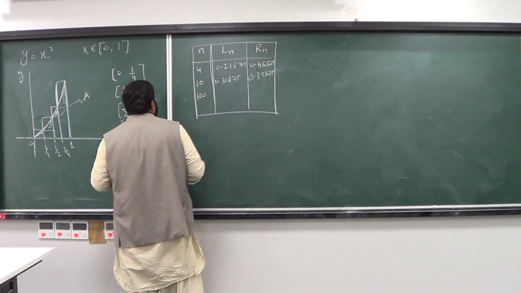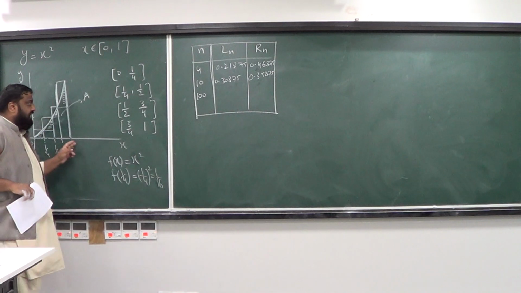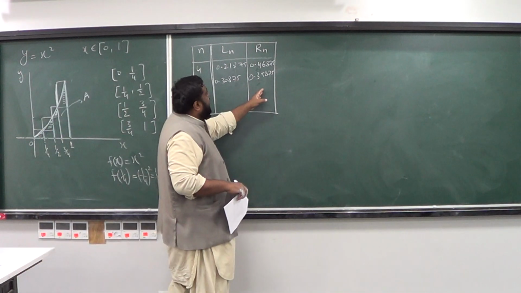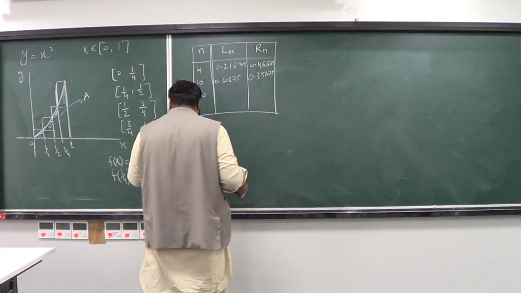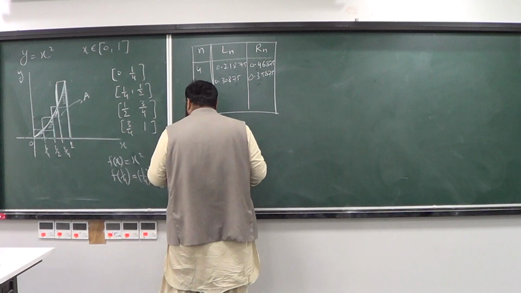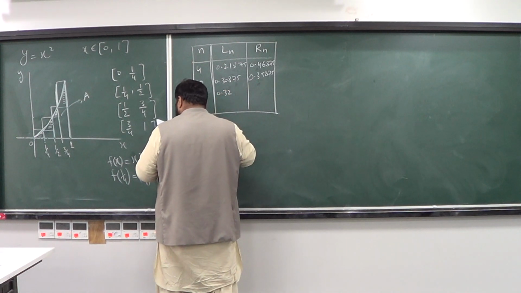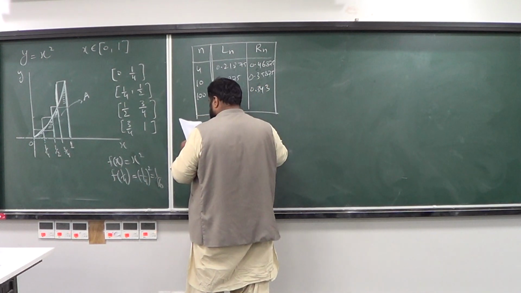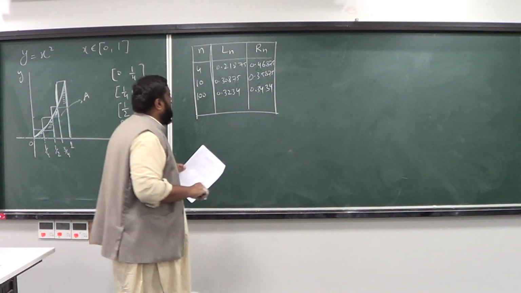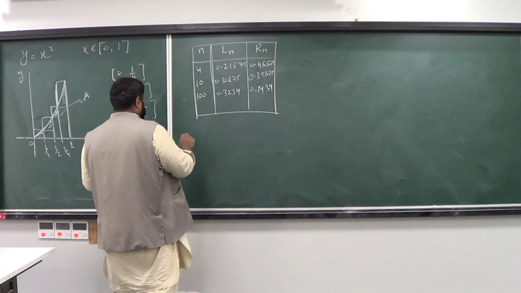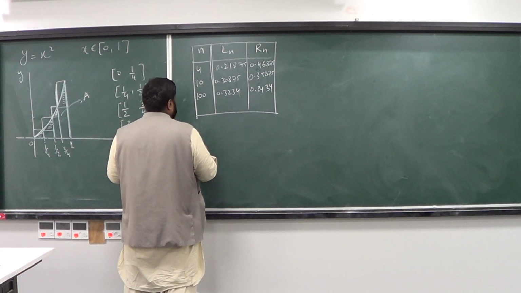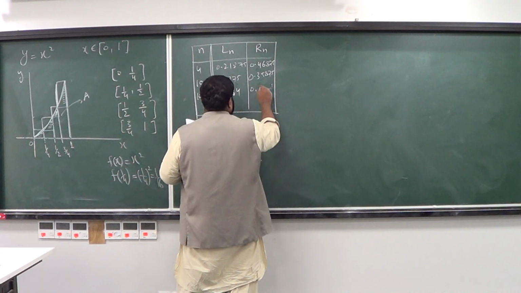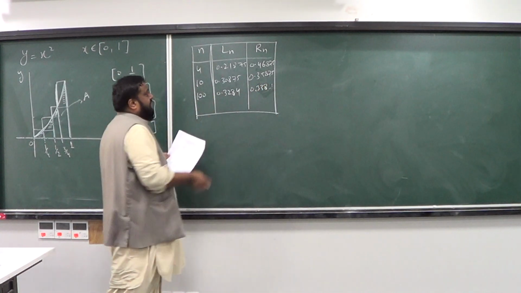When you split this interval into 100 subintervals and create Ln and Rn, for 100 this is going to be 0.3234, and this is 0.3434. So they are getting pretty close, 0.328 and 0.338.